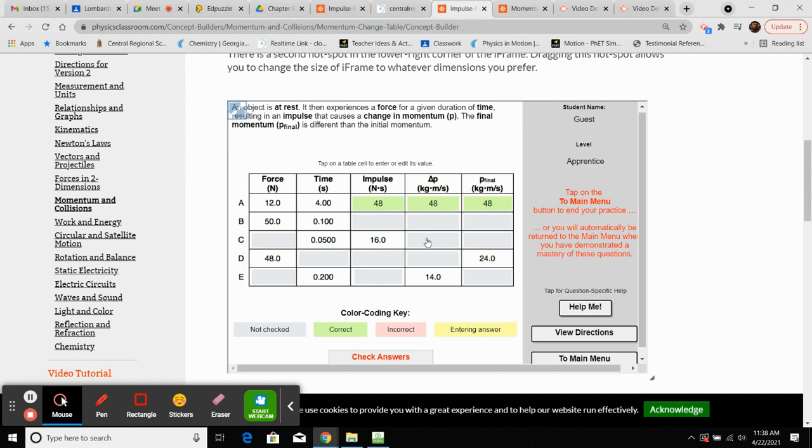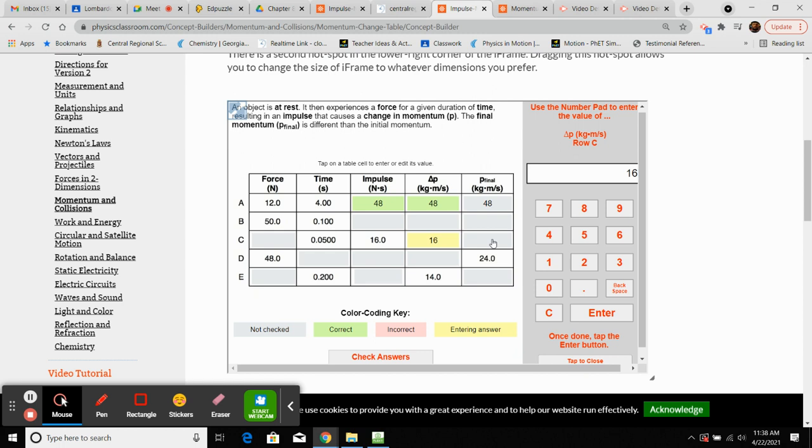What do I do? Well, change of momentum is the same as the impulse, so that one would be 16. That means, again, I'm going from 0. I have a momentum change of 16. How do I figure out the force? Well, you could say that impulse is your force times time, right? So if I have 16 divided by 0.05, what is that? Let's do 16 divided by 0.05. Holy damn, 320.